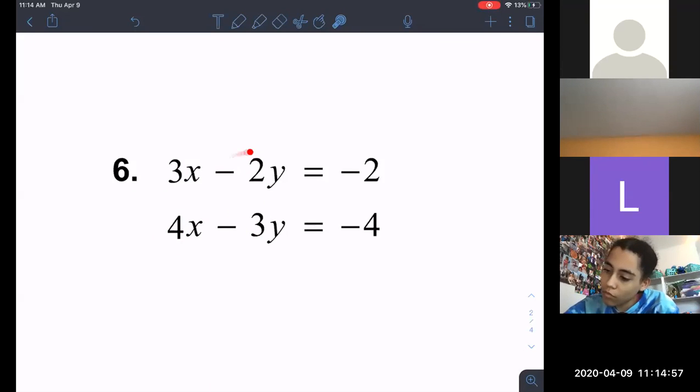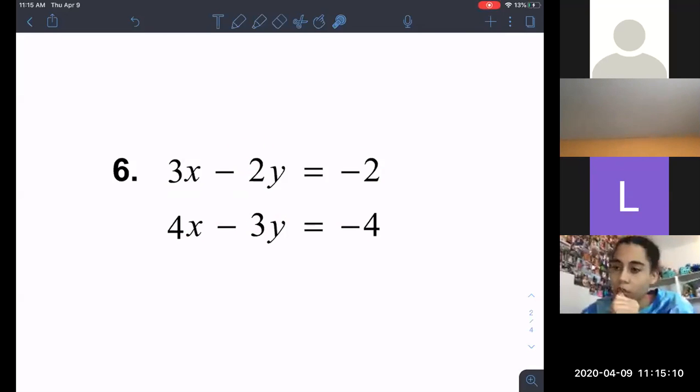So if I multiply this equation by 3 and I multiply this equation by negative 2, that would give me a negative 6 and a positive 6. So those would be opposite. You can see there's lots of different ways we can do this. Let's go with the first way I was talking about.